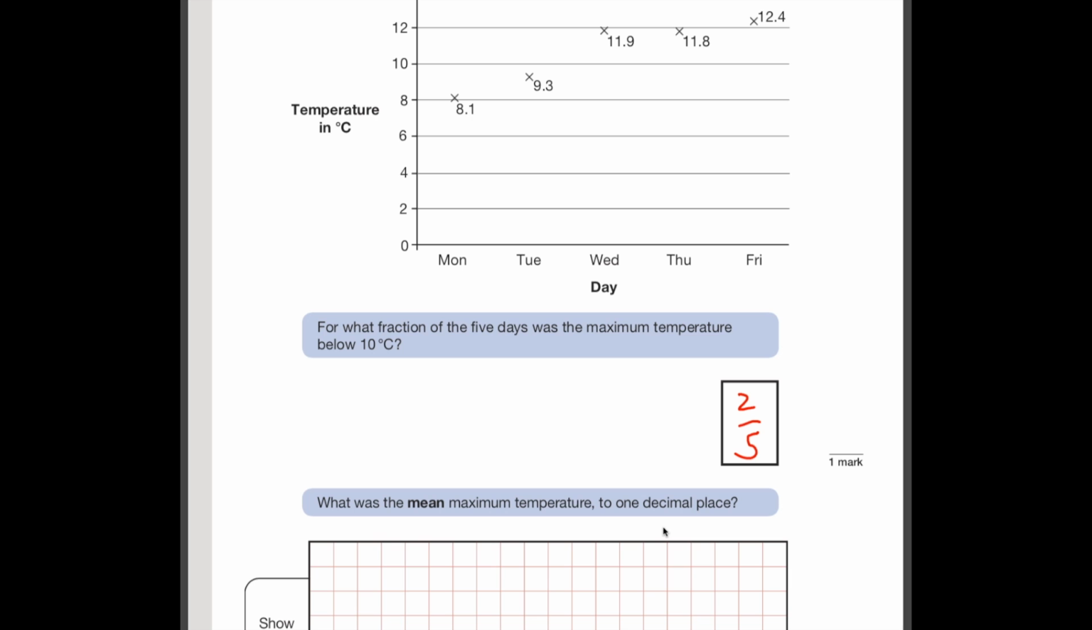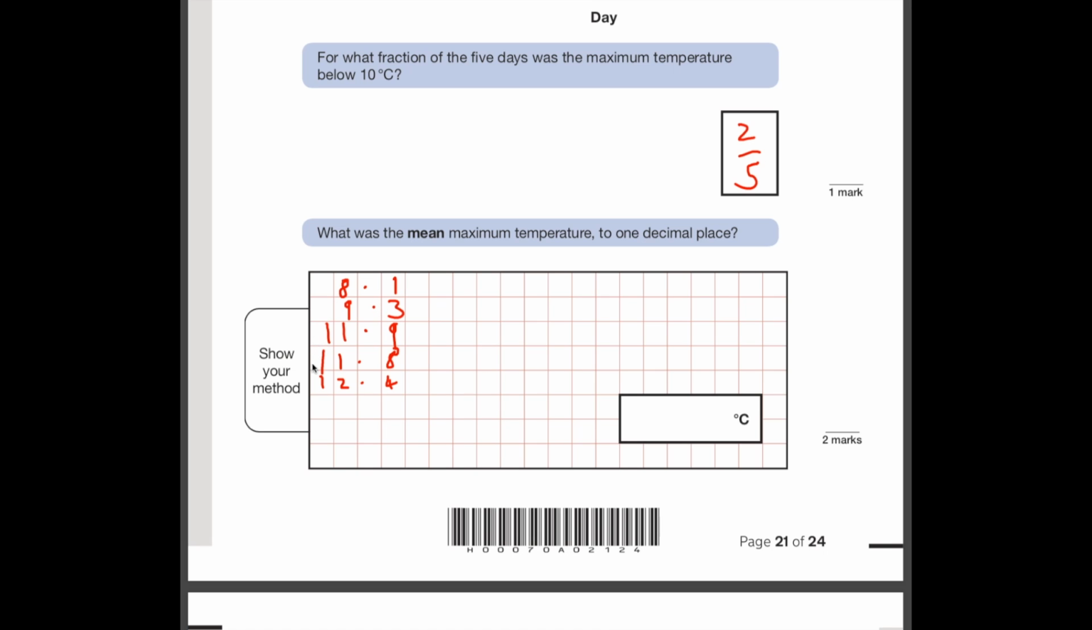And finally, what was the mean maximum temperature to 1 decimal place? So what we need to do is add up our maximum temperatures and divide them by how many days we have. So we have 5. So we need to add these all up first and then divide our total by 5. I just made a note of the temperatures here because you can't see that on the screen. So if we're going to find the mean, like I mentioned, we need to add all of these up and then divide them by how many there are, which is 5.